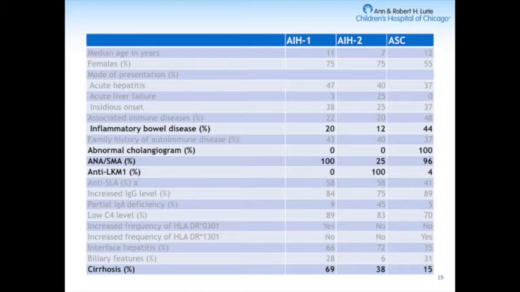Smooth muscle antibody, 100% of the autoimmune hepatitis type 1 patients had it. I mean, that's what they used as their diagnostic criteria, so it had to be that way. And when you look at cirrhosis, fewer patients with overlap syndrome had cirrhosis compared to type 1 or type 2 autoimmune hepatitis. And I'll say that this overlap syndrome is hard to define.